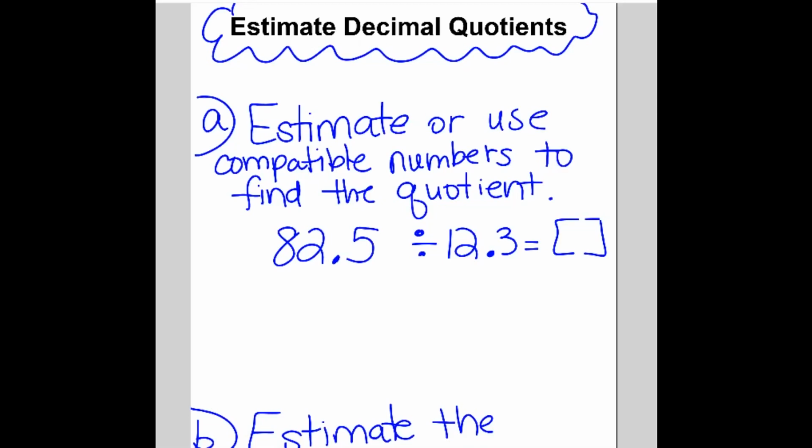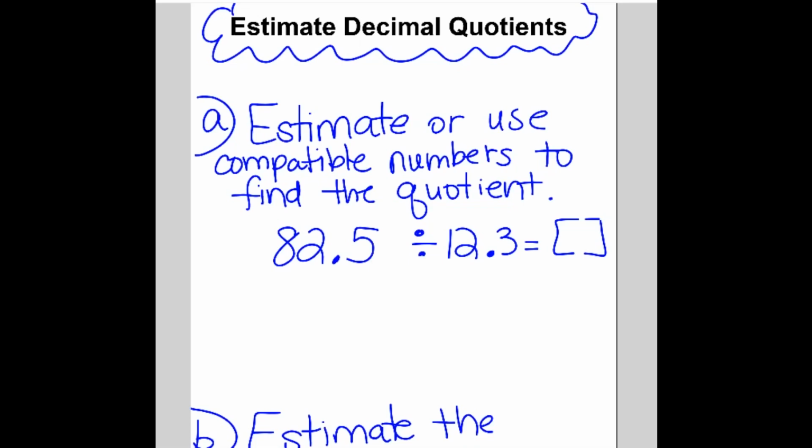All right, super friends, we are going to estimate decimal quotients. What that means is that we're either going to estimate, meaning round, or find compatible numbers. Sometimes we might do both in one problem. So we are going to estimate or use compatible numbers to find the quotient of 82.5 divided by 12.3. Knowing me in my head, none of this is very simple to me.